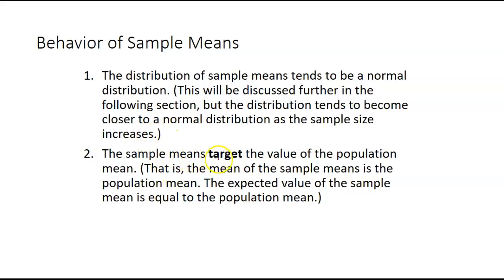The sample mean targets the value of the population mean. Our notation for the sample mean is x bar, which targets the population mean, which is mu. What that means is the mean of the sample means is the same as the population mean. So they are equal to each other. The mean of the sample means and the population mean are going to be the same.